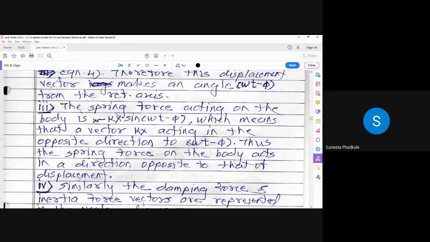About the spring force. The spring force acting on the body is represented by minus kx, this is magnitude, into sine omega t minus phi, this is direction, which means that a vector kx acts in the opposite direction to omega t minus phi, because the minus sign is there. Thus, the spring force on the body acts in a direction opposite to that of the displacement.